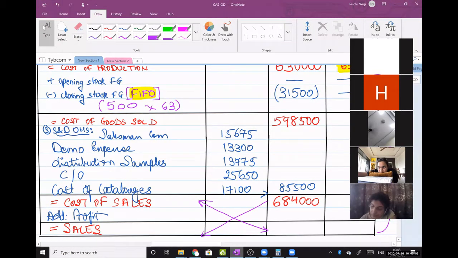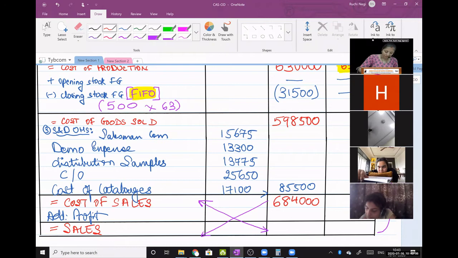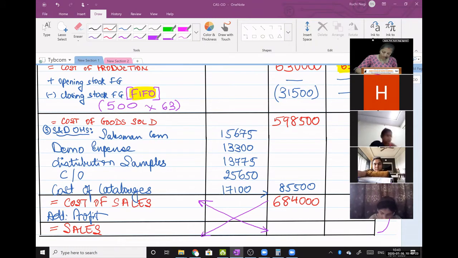Okay, so we were here, right? So, profit and sales. Nothing is given. Okay, Swapnil has already calculated profit and sales. Yeah, very good, Swapnil. Okay.